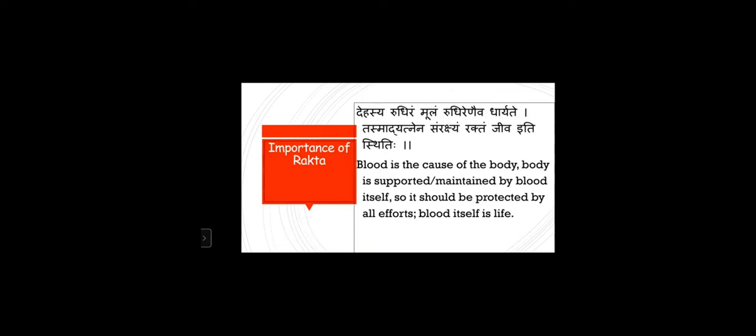The importance of Rakta is explained at the end of that chapter. Dehasya rudhiram mulam rudhirenaiva dharyate, tasmad yatnat samrakshyam raktam jiva iti sthitih. So blood is the root cause of the body itself, and it is only supporting or maintaining the body. So we have to protect it from vitiating. If it is vitiated, we have to do Rakta Mokshana, and that should also be under control. There should not be excess of Srava also. Like that, we have to protect it by all measures, because it is life itself.